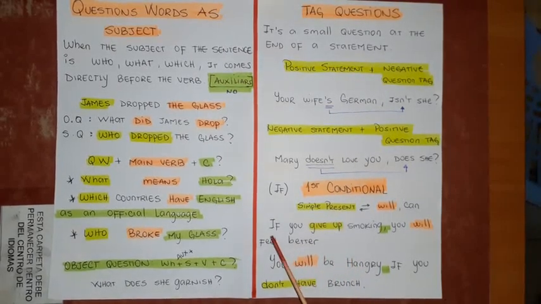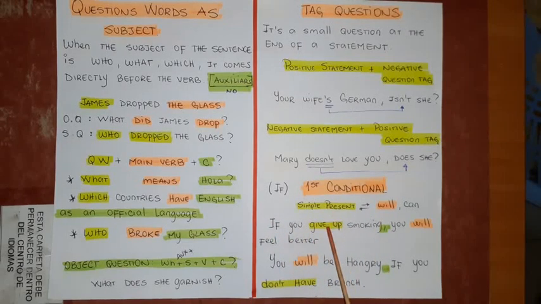So, here I have, if you give up smoking, you will feel better. As you can see, this first clause is in simple present. If you give up smoking, and the second clause is going to be in future. You will feel better, ¿ok? La primera cláusula, los condicionales se dividen en dos cláusulas. La primera cláusula debe ir en un tiempo. En este caso tenemos el presente simple. La segunda cláusula, que es lo que sucede, tenemos el futuro con will, ¿ok? Si esto sucede, algo más va a suceder, ¿ok?